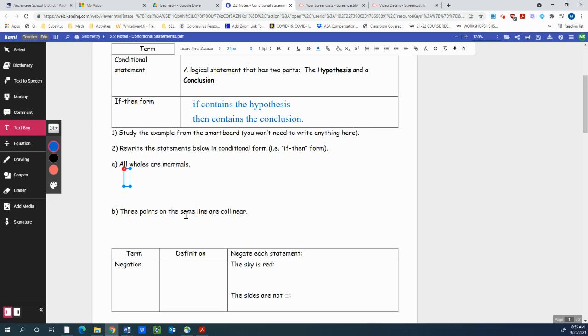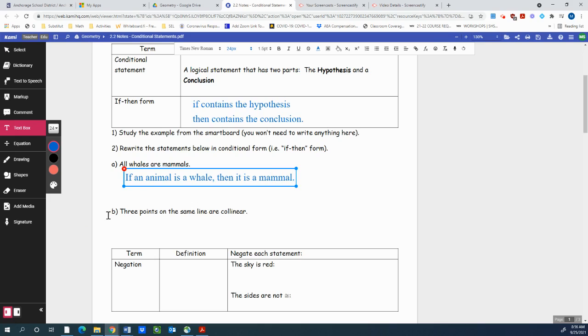All right, so A says all whales are mammals. So we want to think about if, right? And then we need a then part. Sometimes the magic word that you add in there is it. That seems to work for a lot of them. If it is a whale, then it is a mammal. But for this one, I think I'm going to add the word animal. If an animal is a whale, then it is a mammal.